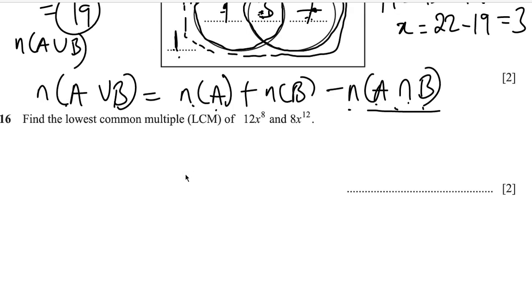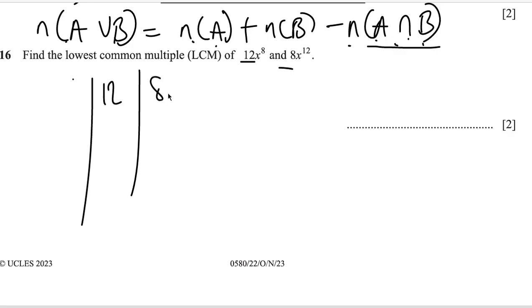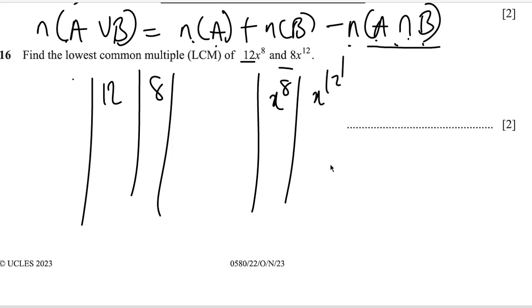Right? That's it. Question 16 says, find the lowest common multiple of 12x to the 8 and 8x to the 12th. And this is very simple. We could make it easy for ourselves. You could take the whole number parts and then take the algebraic parts. So we have 12 and we have 8. So we could simply get the LCM of that and then get the LCM of x to the 8 and x to the 12.